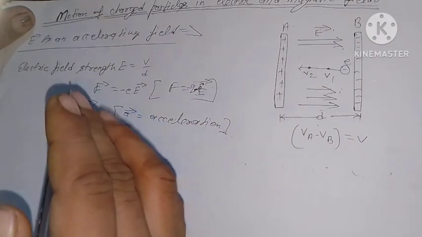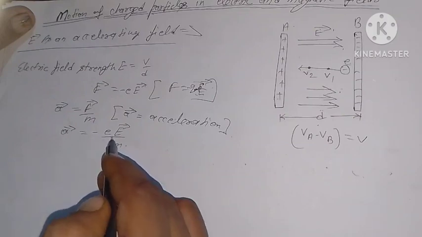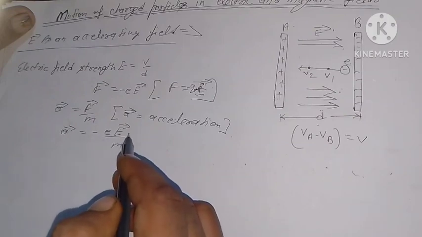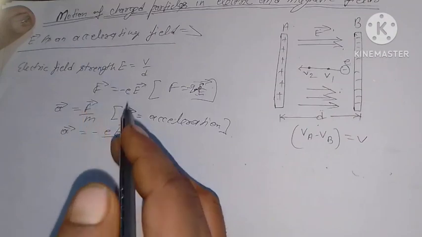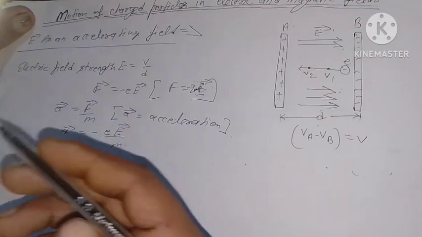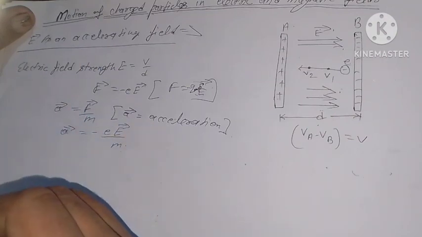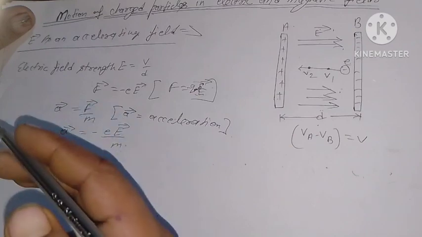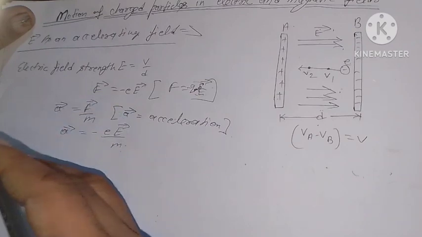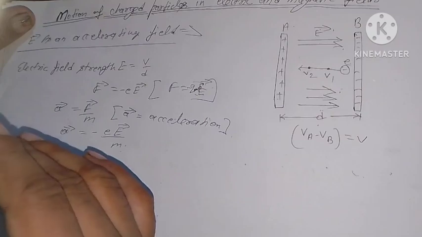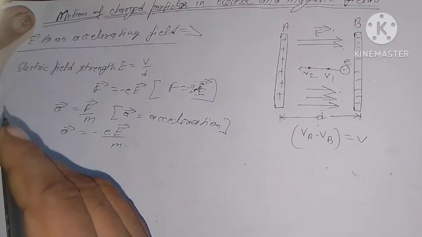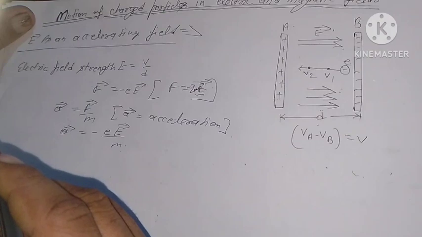Since the parameters e, m and E are constant here, the acceleration suffered by the electron is constant, uniform. This phenomenon is very useful and has an application in the construction of a cathode ray oscilloscope, in which an electron beam is accelerated by passing through an electric field.